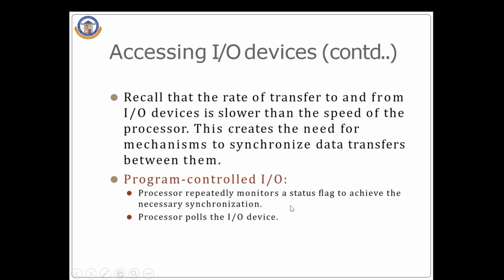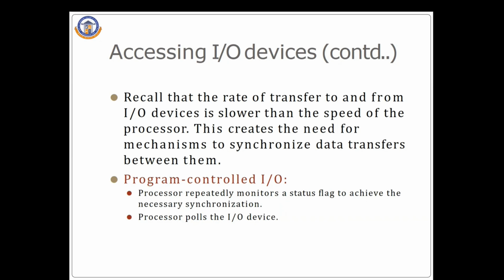The processor will repeatedly monitor a status flag. That is, the processor will place the address on the address bus, and give a control signal that it wants to read the data, and it will again and again monitor the status flag. When the data is ready to access, the flag is enabled to 1, so the processor may do some other work and repeatedly monitor the flag. When the flag is 1, immediately it will get the data. That is called program controlled IO. In order to compensate the speed of the processor and the IO device, we have this facility.